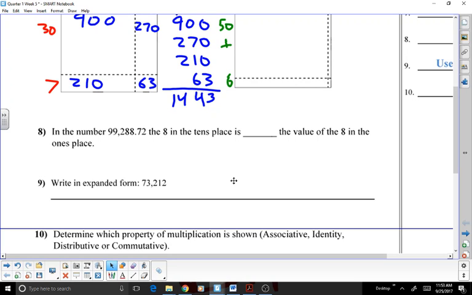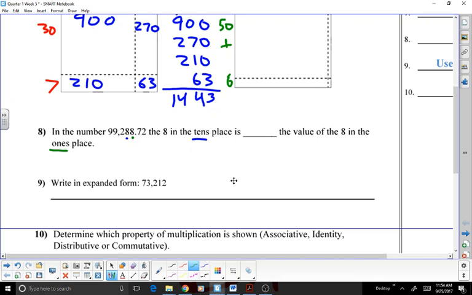Folks are having a lot of problems with questions like number 8. In the number 99,288 and 7200ths, the 8 in the tens place is what the value of the 8 in the ones place? All right. There's really just 2 steps that you have to think about here. The 8 in the tens place, this blue one, is it larger than or smaller than the 8 in the ones place? Is the blue one bigger or smaller than the green one, Jerry?